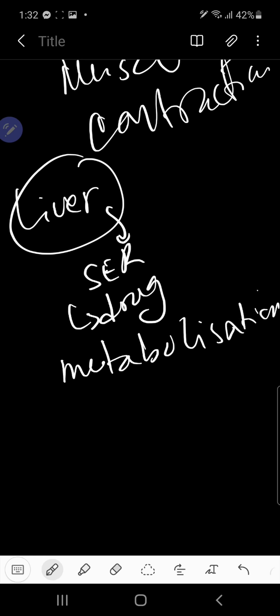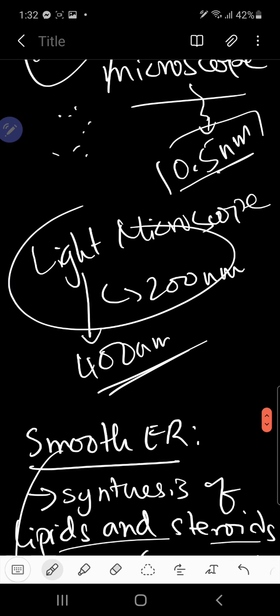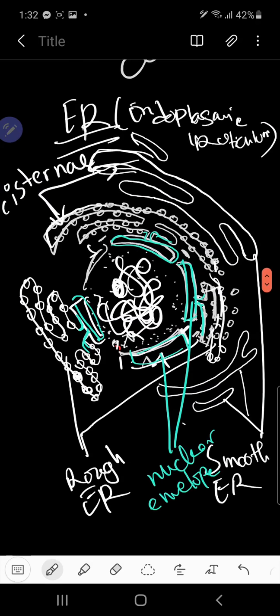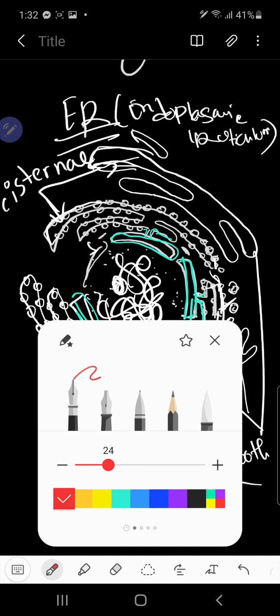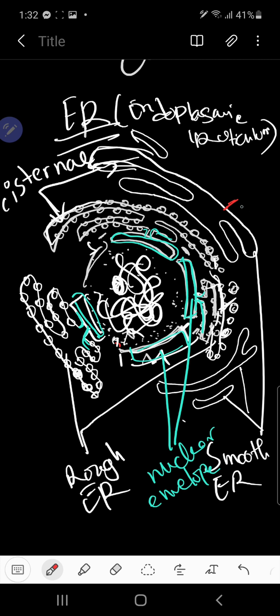Okay, so these are the basic functions of the smooth endoplasmic reticulum and the rough endoplasmic reticulum. If we just recap, we saw that there are two types of endoplasmic reticulum: the rough one and the smooth one. The rough one has ribosomes, small spherical structures, attached to it, and its main function is protein synthesis. Then in the smooth endoplasmic reticulum, the main function is the synthesis of lipids and steroids such as cholesterol and reproductive hormones such as estrogen, and it also synthesizes testosterone. That's also a sexual hormone in males.